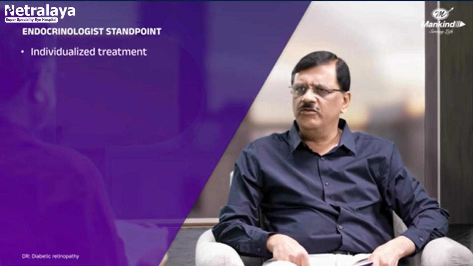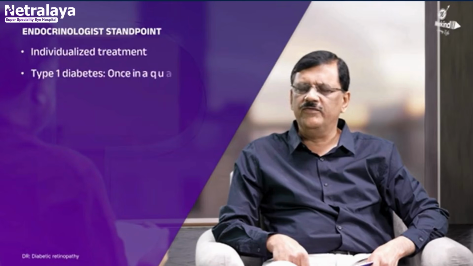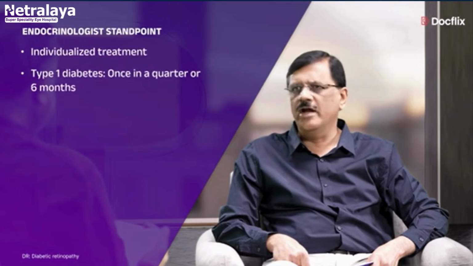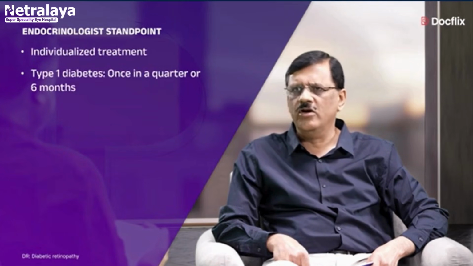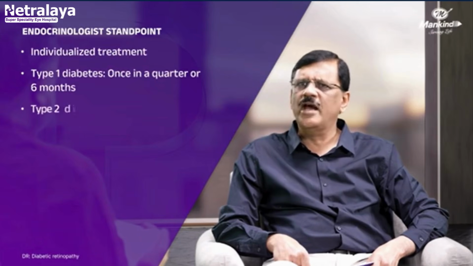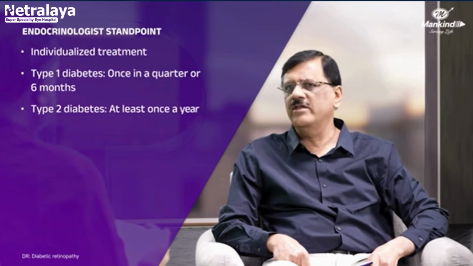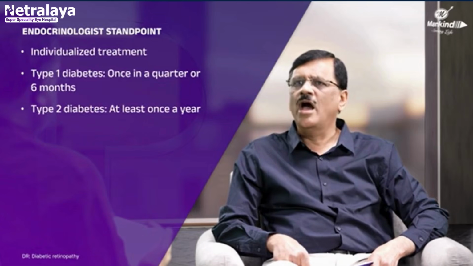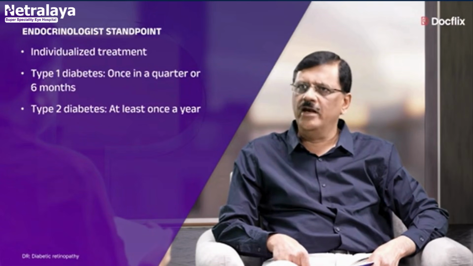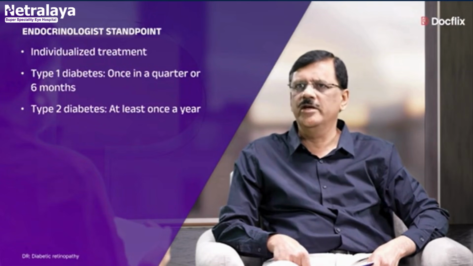And what can be the interval when they should repeat the CGM? Well, it has to be individualized. For a type 1 diabetic patient, if they can afford it, they should be on regular CGM, or at least once in a quarter or once in 6 months. For type 2 diabetes, maybe at least once in a year, so that we know how much the diet or the treatment influences their glycemic variability.